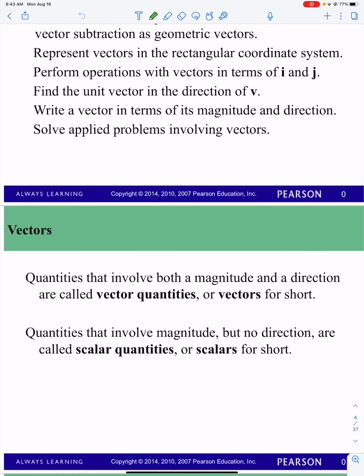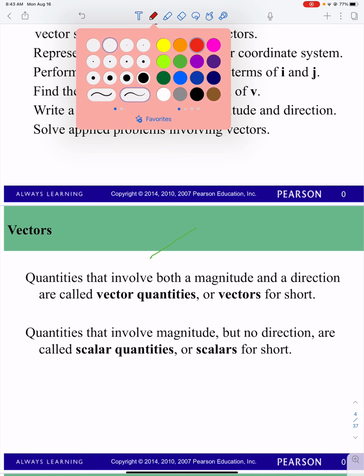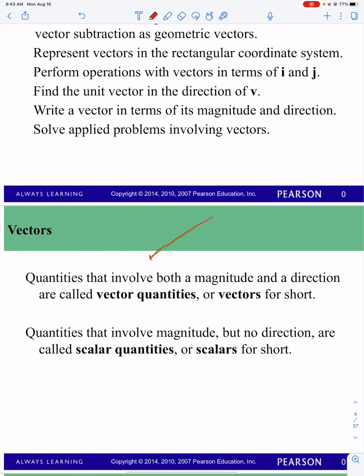So what is a vector? Quantities that involve both a magnitude and direction are called vectors. So what does this mean? You have a magnitude, a line segment, and it will be called a vector if you also give it a direction. So a vector is a directed line segment. And a scalar is when you have only the segment without the direction, without the sign, then it is called a scalar.